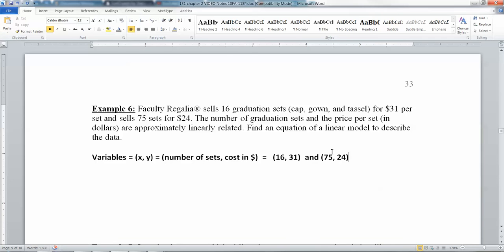Notice that the more sets you buy, the lower they're charging you per set. It's like going to a warehouse, right? The more you get, the lower, hypothetically speaking, the price is going to be per each item. But then you're stuck with 75 graduation sets, right? All right, now we're supposed to find an equation of a linear model to describe this data.